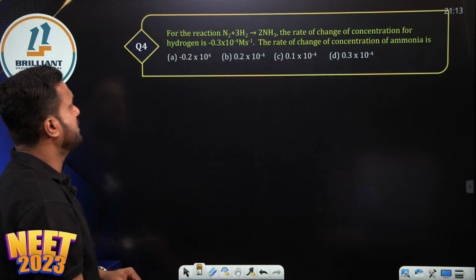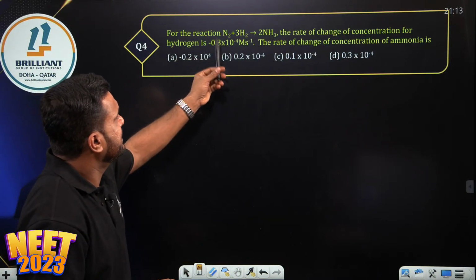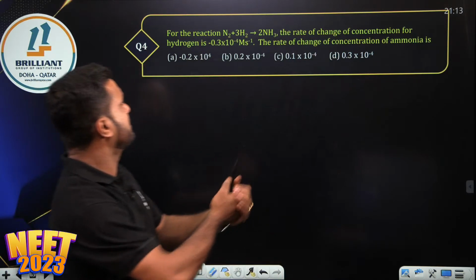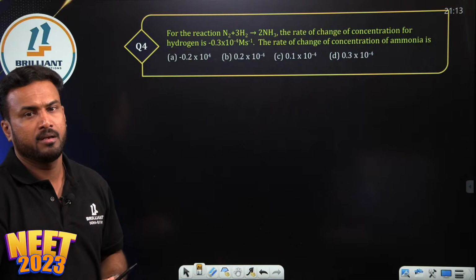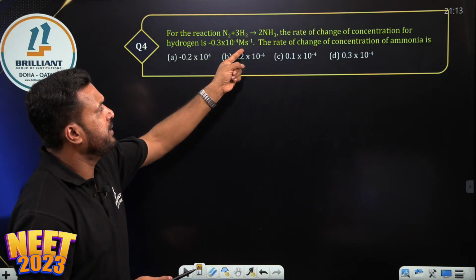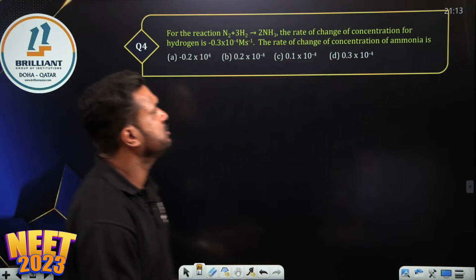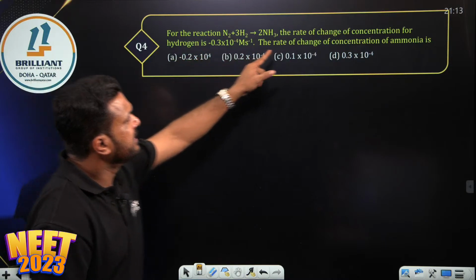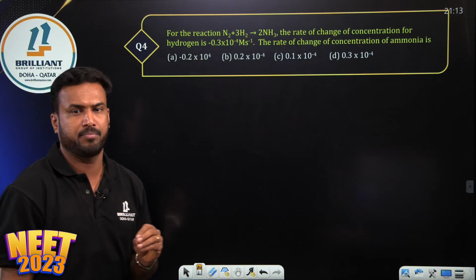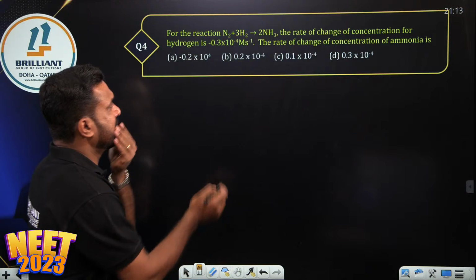Now we will go to question number 4. For the reaction N2 plus 3H2 gives 2NH3, the rate of change of concentration for hydrogen is given as minus 0.3 into 10 power minus 4 molar second inverse. Anyway, same only, because it's the rate of change of concentration for hydrogen. The rate of change of concentration for ammonia is how much? That is what they are asking. This type of question also was there from this chapter. Let us see how to do this one.